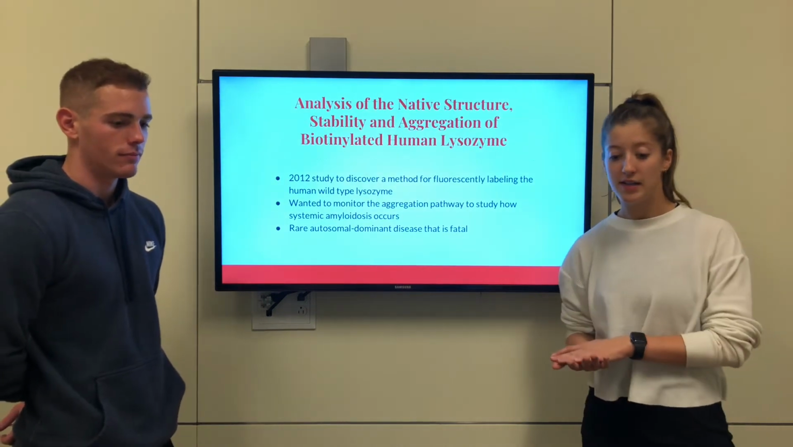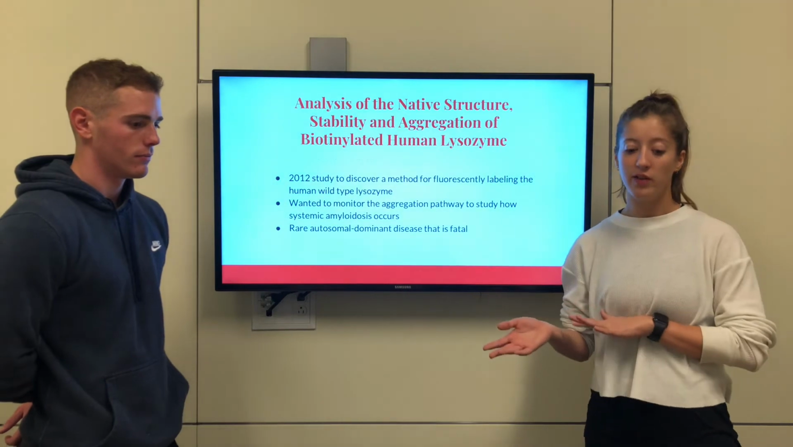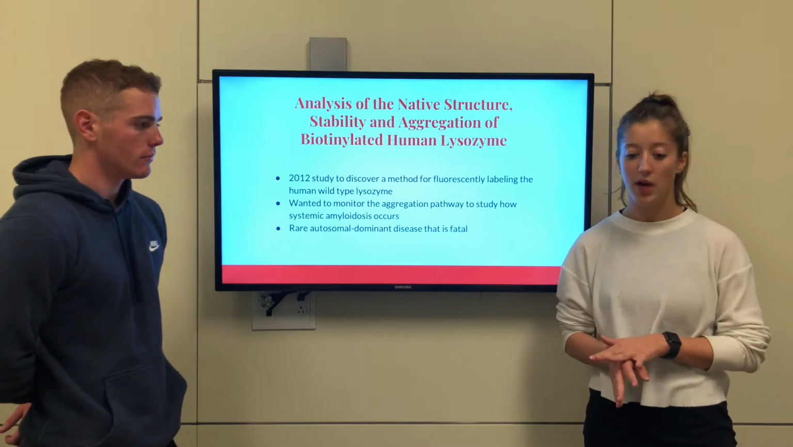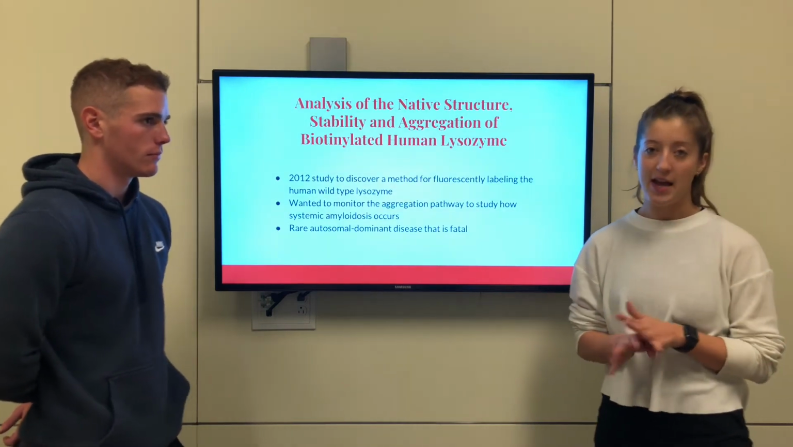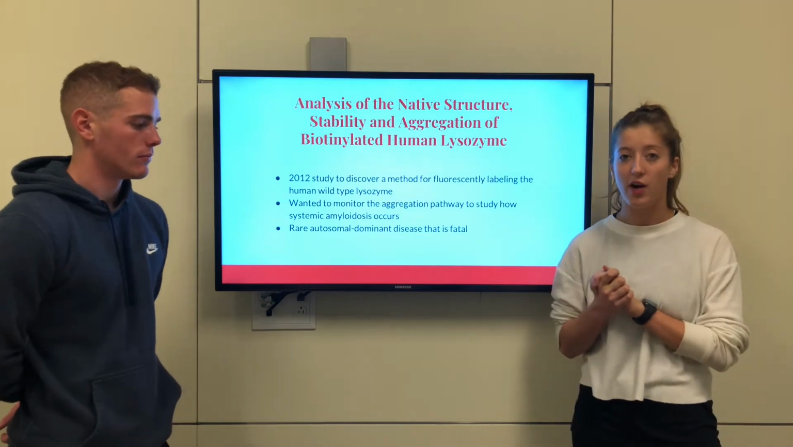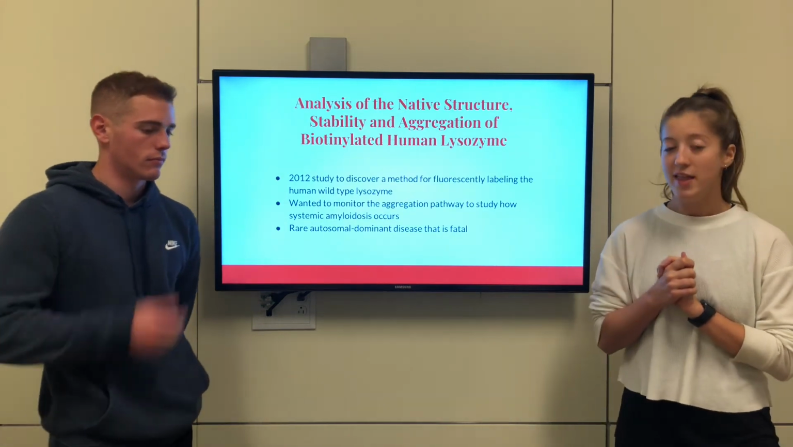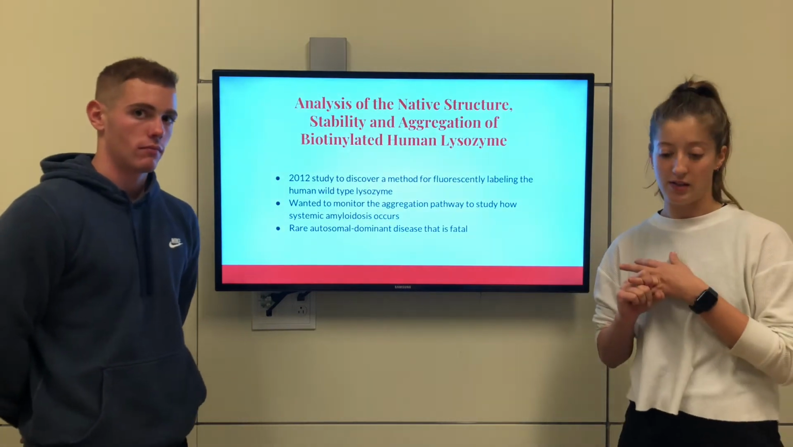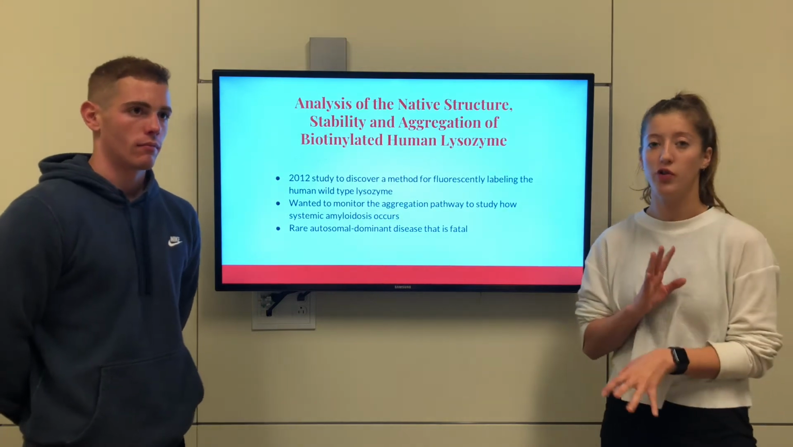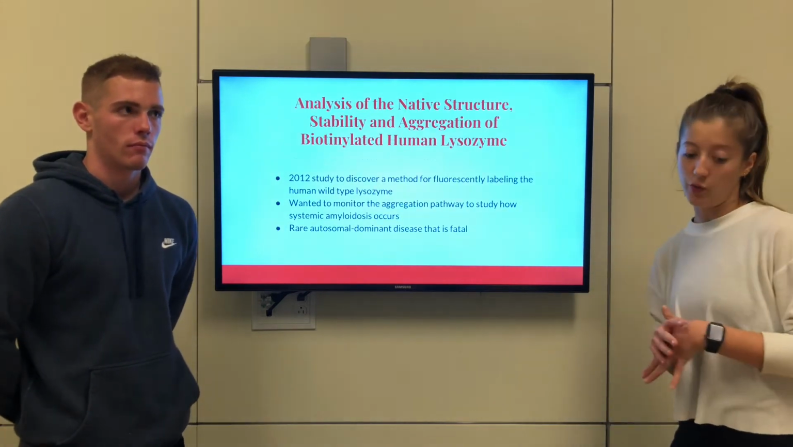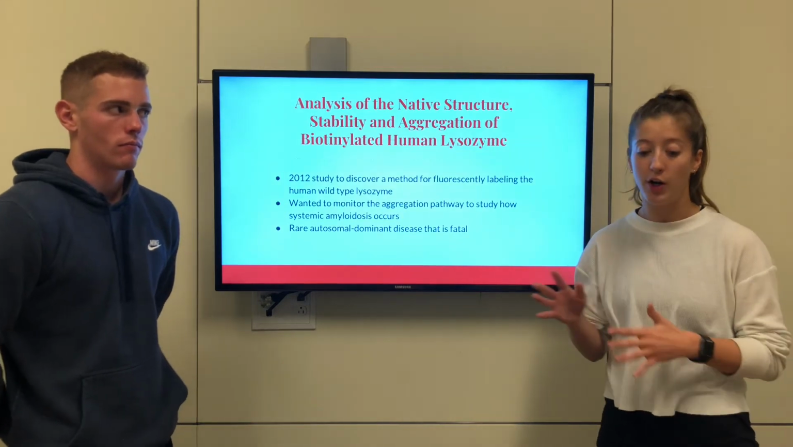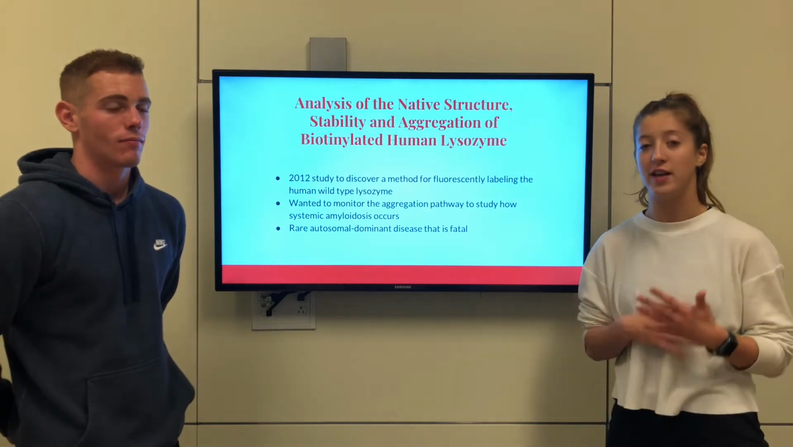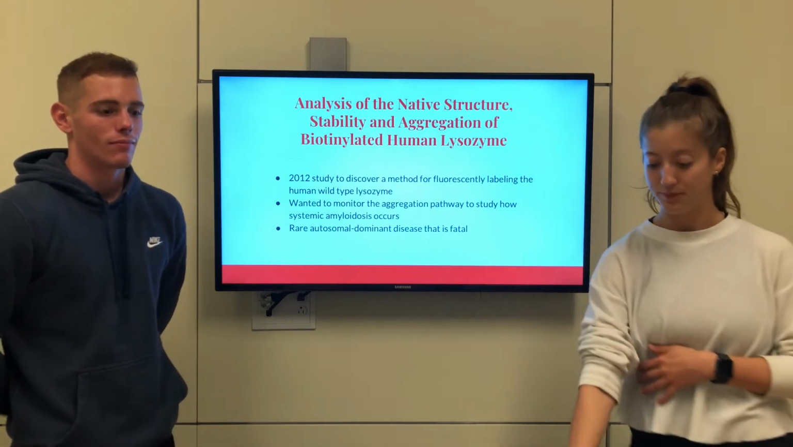In the past, many studies have examined the folding pathway of the lysozyme, and they discovered 2 natural variants that have actually been found to be linked to systemic amyloidosis. And systemic amyloidosis is a rare and also fatal autosomal dominant disorder that's caused by the fibril deposits of the lysozyme in the kidneys, liver, and spleen. So by finding a way to label the human wild-type lysozyme without actually ruining the native structure, they hope to be able to monitor the in vitro pathway through which lysozyme aggregation actually occurs and then causes systemic amyloidosis.